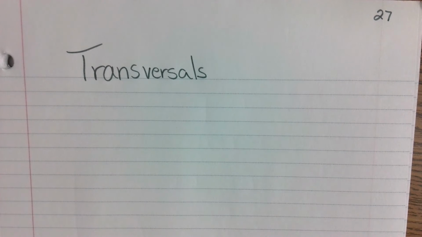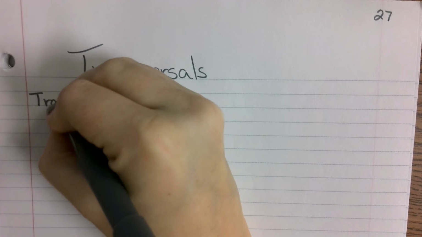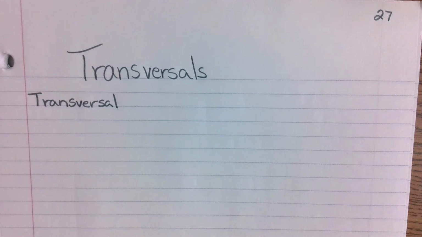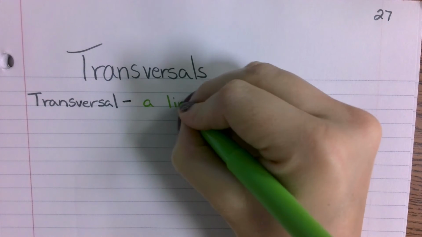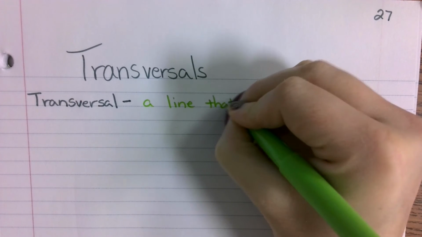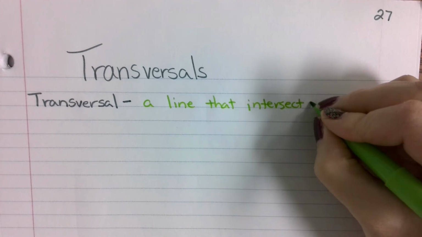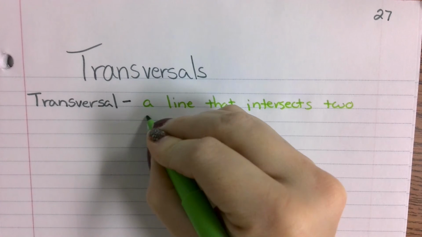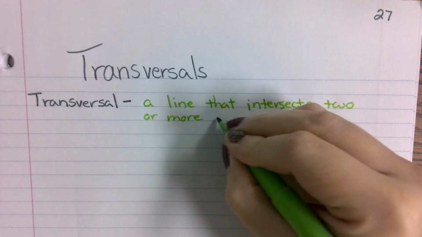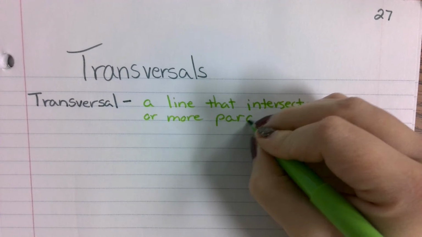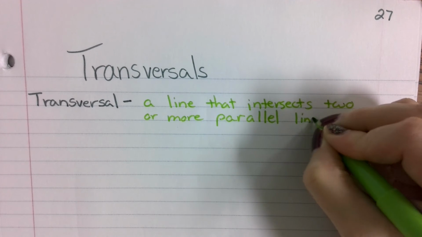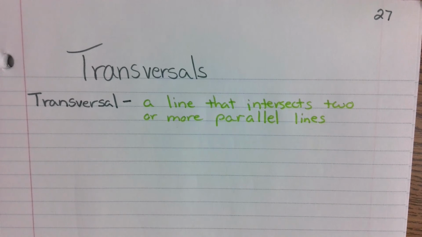All right, so for transversals, like I said, a transversal is a line that is going to slice through or cut through a set of parallel lines. So it's a line that cuts through or intersects. It's going to intersect through a set of parallel lines. And remember, parallel lines are lines that do not touch. Parallel line examples are things like railroad tracks. That's a set of parallel lines.